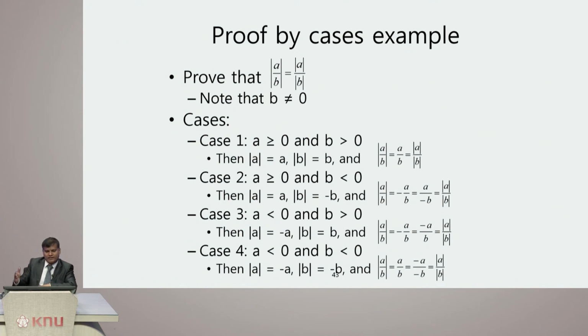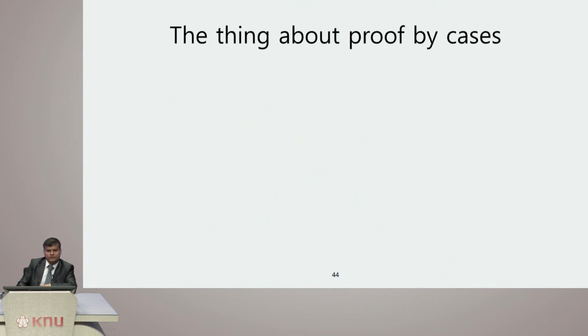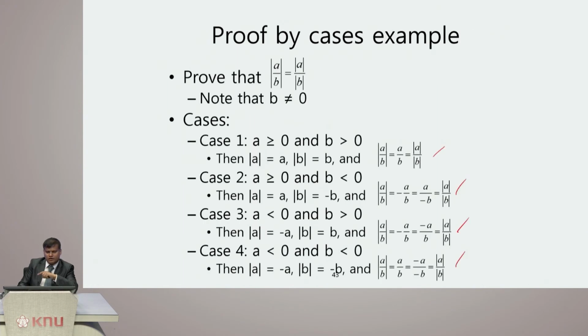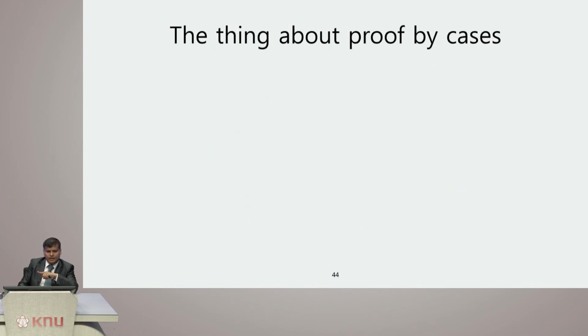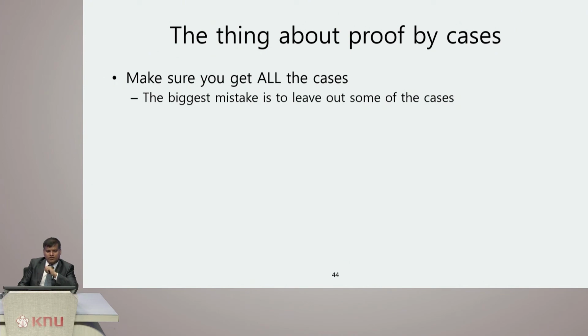In all cases, if you consider all the cases, in the end we can show this. So there are a few things involved in proof by cases. Make sure you get all the cases, but at times it is not easy. In this example we have found for all cases that we got the absolute value of a by the absolute value of b in the end, but at times it is not easy. The biggest mistake is to leave out some of the cases.